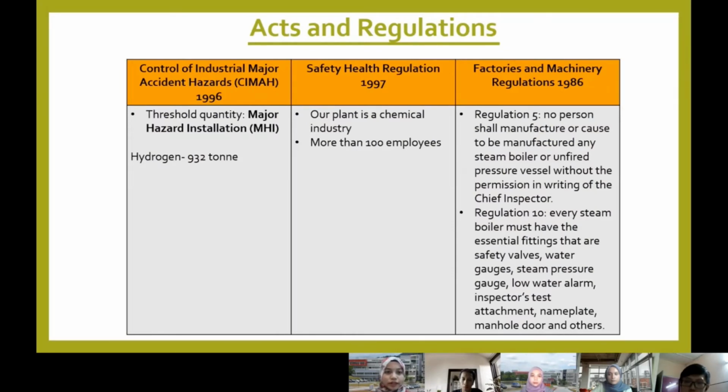Next is acts and regulations. Three regulations are applied for our plant process. Firstly is the Control of Industrial Major Accident Hazards 1996, because we use a hazardous substance in the process, which is hydrogen, with 932 tons. Since our plant process hazardous substance is more than the threshold quantity, our production plant is an MHI. Next, the Safety and Health Regulation 1987 is applied because our project is a chemical industry with more than 100 employees. Lastly, the Factories and Machinery Regulation 1986, regulation 5 and regulation 10, are applied for our plant process.